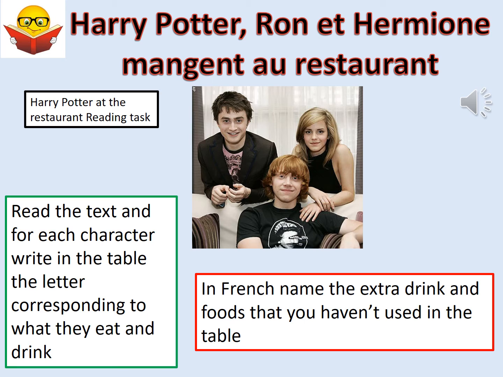So if Hermione says, for example, that she wants a coffee, find the picture for the coffee and write the letter down under her name in the grid. So that's your green task. For your red task, you will need to look at what hasn't been used out of the pictures, and you will need to translate the ones that have not been put in the grid. Look at the instructions, go and retrieve the reading task, work on it, and come back to the video.